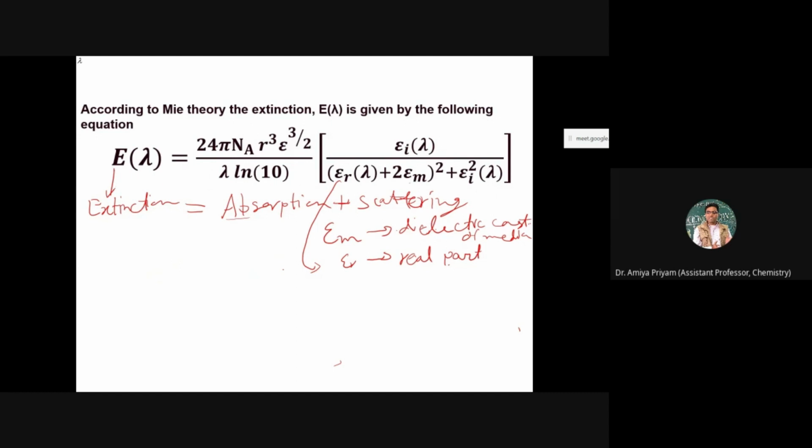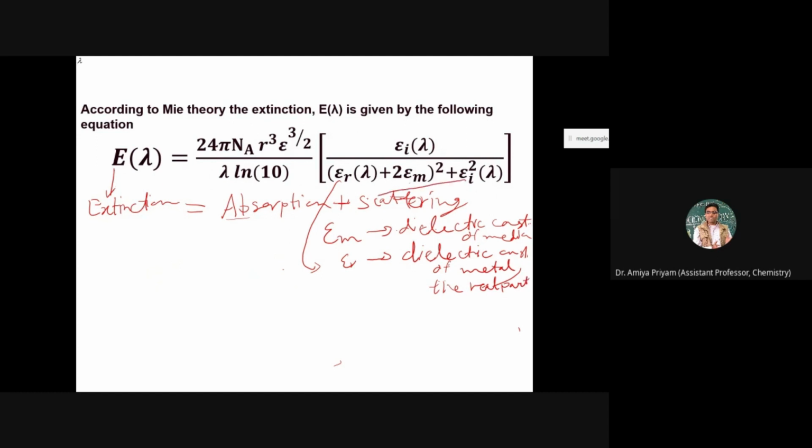It is the dielectric constant of the metal, the real part. So it will have two components, the real and imaginary. So the real part of the function.